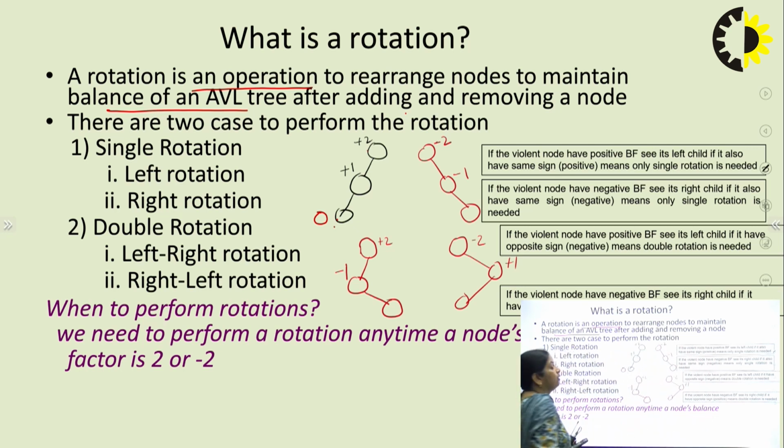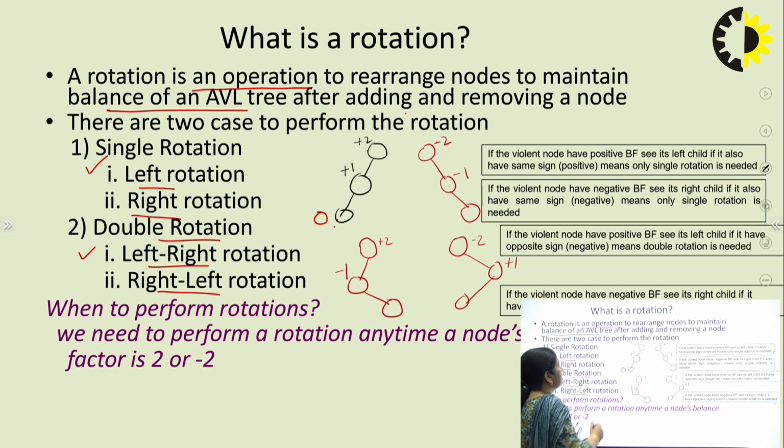Now, what type of rotation will we do? There are two ways to do rotations. It may be single rotation or double rotation. When we have single rotation, that can be left rotation or right rotation, and for double rotation it could be left-right or right-left rotation. Now see, the structure will tell us whether to use left rotation or right rotation.